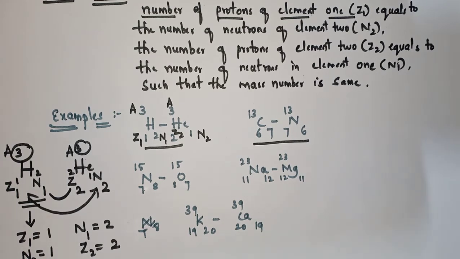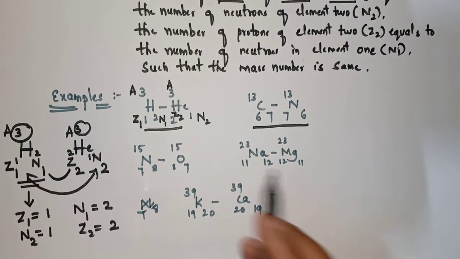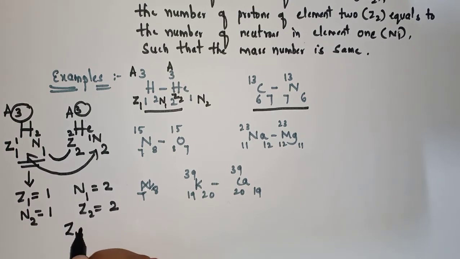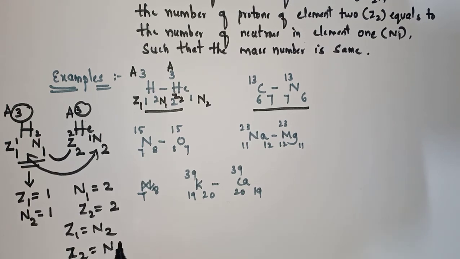So what are the conditions for the mirror nuclei? They should be neighboring chemical elements, and they should have the same mass number. The number of protons of element 1 equals the number of neutrons of element 2, and the number of protons of element 2 equals the number of neutrons in element 1. That means Z1 equals N2, and Z2 equals N1. This is for the mirror nuclei.